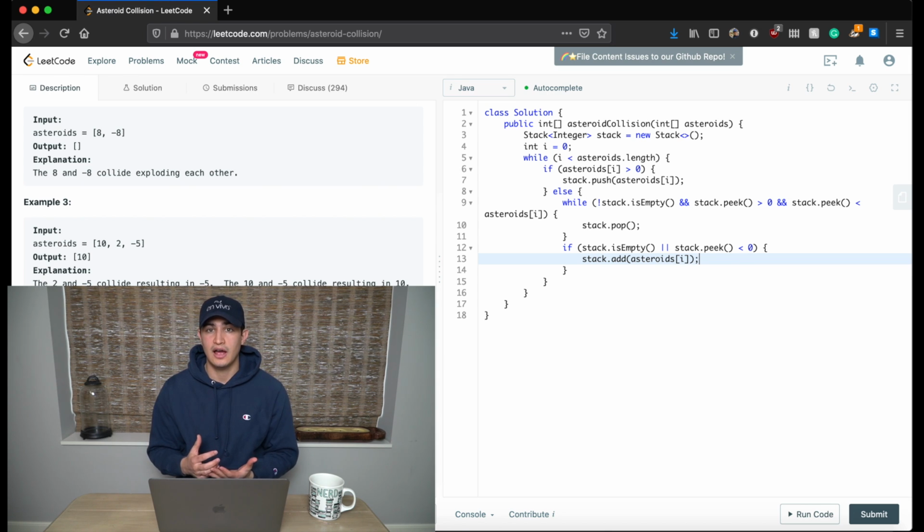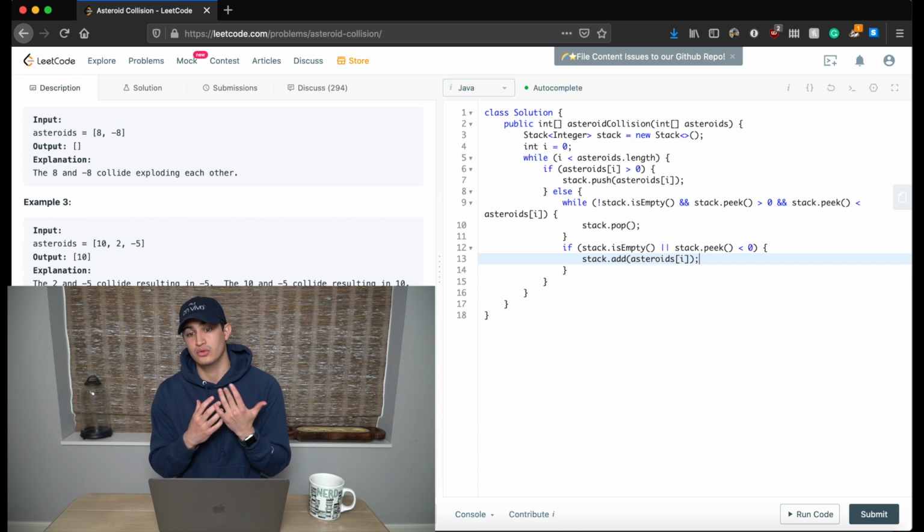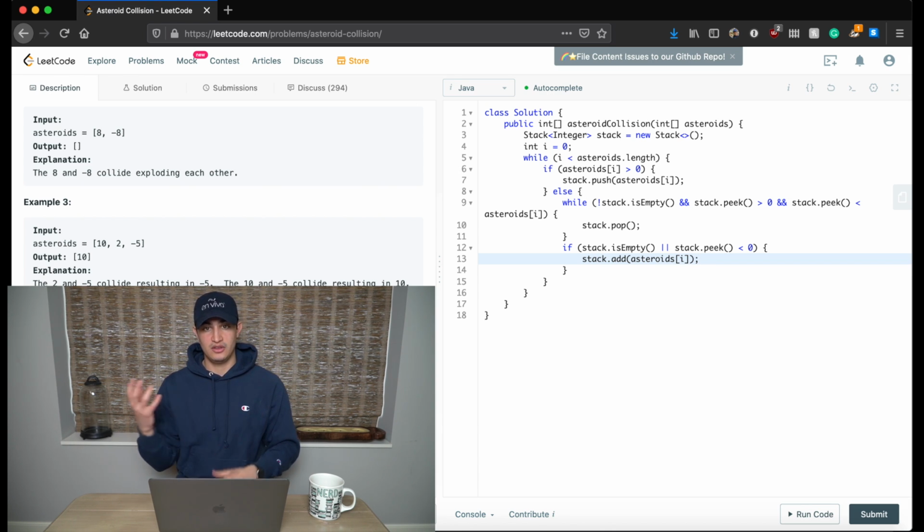Okay, awesome. So now the last check that we need to make sure we do is if those two asteroids are equal, right? So we have this asteroid that's moving left, and it's going to try and destroy asteroids that are in our stack because those are things that are moving to the right. So if we ever get to the point where this asteroid is equal to this asteroid, we need to make sure that we destroy both of them.